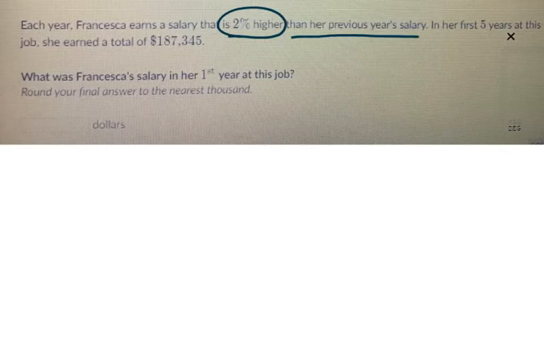Now, guys, keep in mind that 100% means the whole thing. So 2% higher means 102%, right? 102% means the 100% plus the additional 2% gain. So that's the ratio we're going to use.